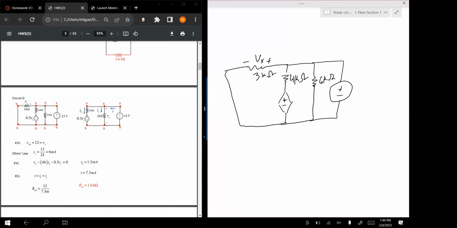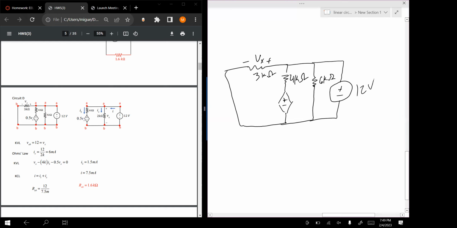This is another thing you'll find a lot in her notes. She's writing this right here. She says KVL, VAB equals 12 equals VX. She writes that like it's nothing, but there's a lot of math behind that. The whole intuition is what we did here, what we did above, right?